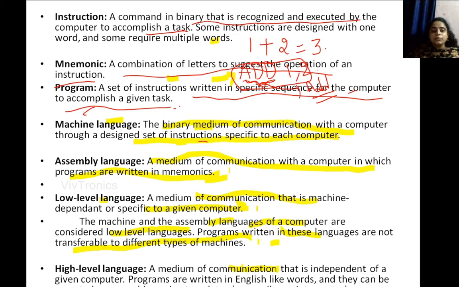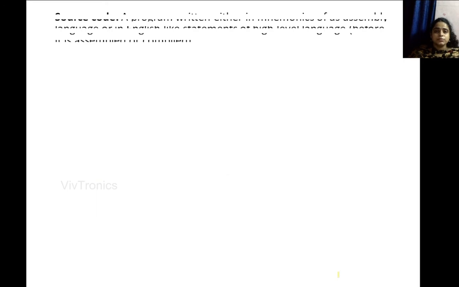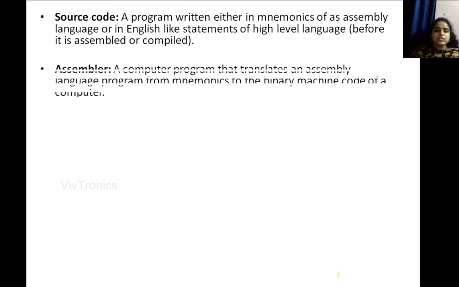High level language is a medium of communication that is independent of a given computer. Programs are written in English-like words, and they can be executed on a machine using a translator, a compiler or interpreter. Okay. So next one is source code.